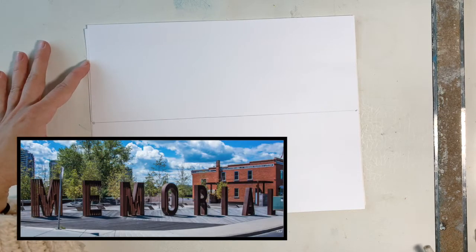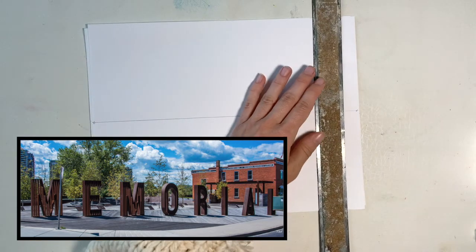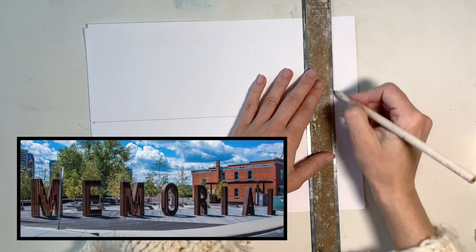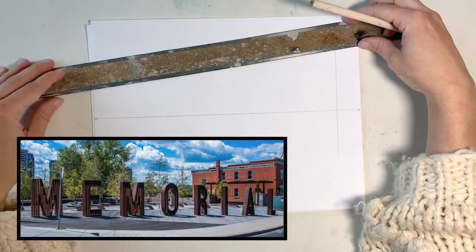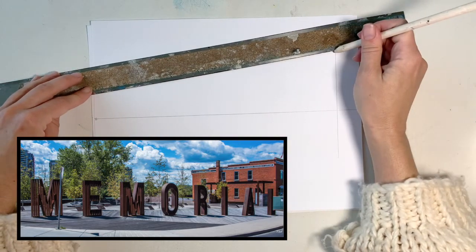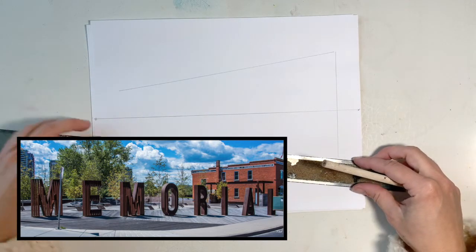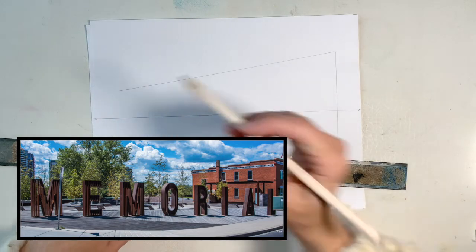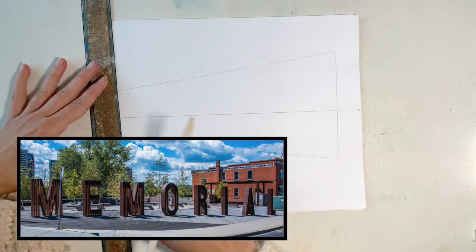This example is based off of the Memorial Drive letters that are in Calgary, just on Memorial Drive. What I'm trying to draw here is sort of like a thin wall, or maybe a concrete wall with some letters either painted on it, or maybe they're actually cut out of it or carved out of it. That is kind of what is in my mind as I'm drawing.